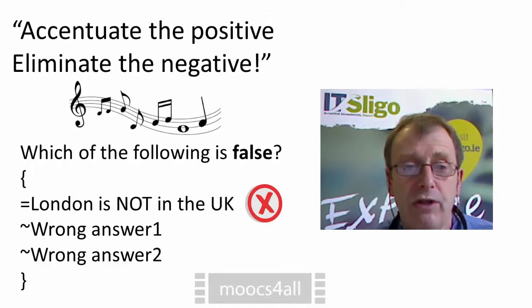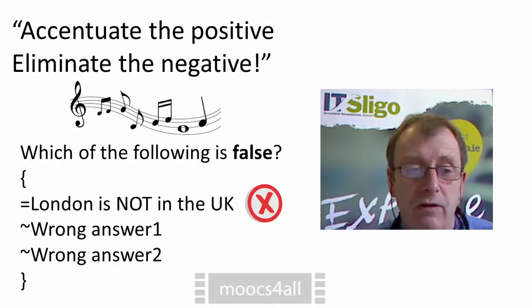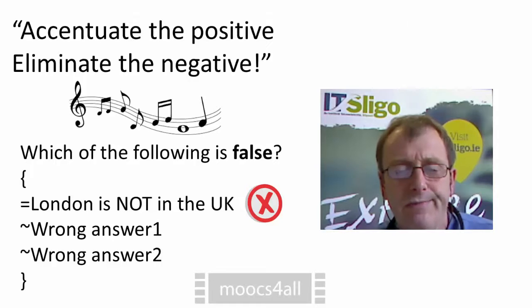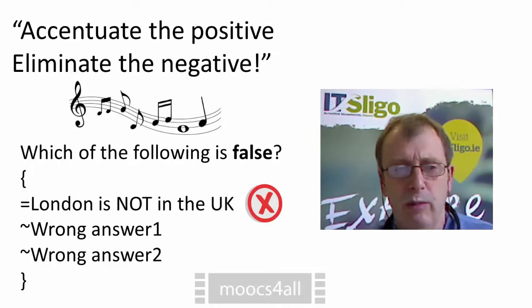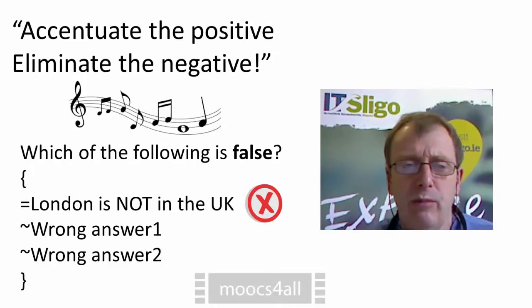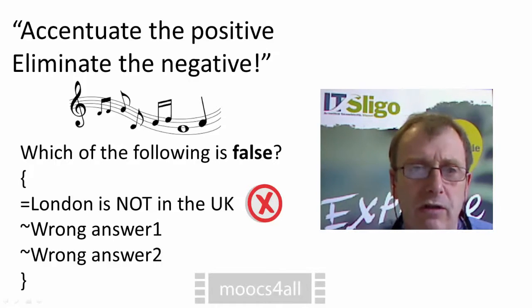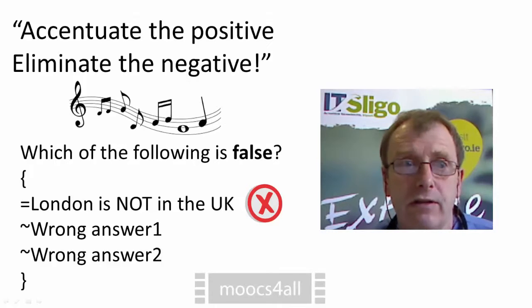This is a question here: which one of the following is false? London is not in the UK. It can take students a bit of thinking to get around the logic in that. And remember, you're often not testing them on logic. We're testing them on some geography here. So avoid double negatives. It tends to confuse and makes the question unnecessarily difficult.